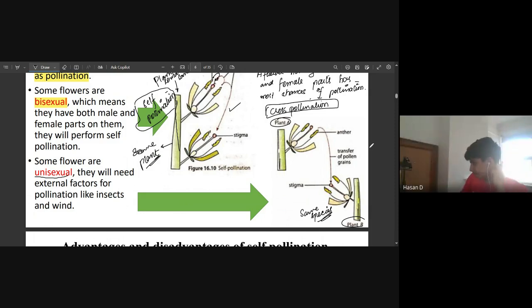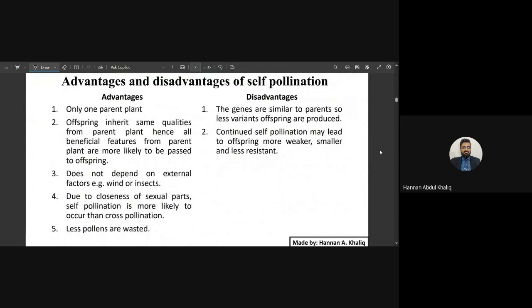Yes. Okay. Now there are advantages and disadvantages of self and cross pollination. So let's see. First of all, the advantages for self pollination. Only one parent plant is required, and the offspring inherit the same qualities. That is sometimes very beneficial, that the offspring would inherit the same qualities as the parent plant.